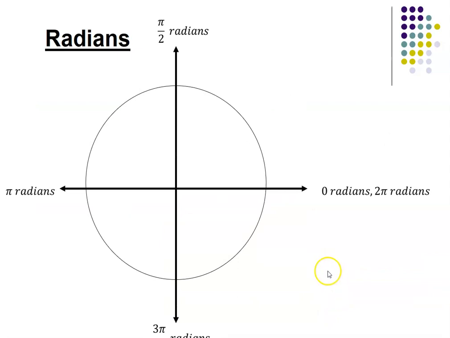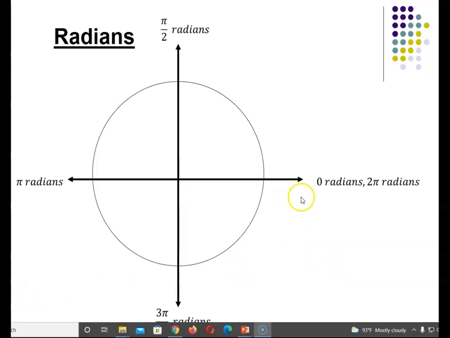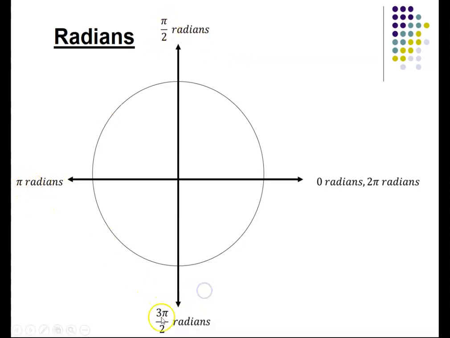All the values of the radians in the Cartesian plane, from 0 going to 360 degrees. So first, we have 0, 90 degrees, 180, and then here we have 3 pi over 2, which is equal to 270, and then 2 pi is equal to 360.